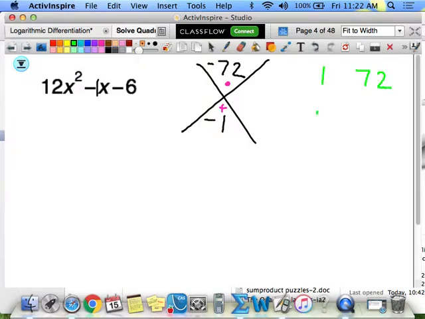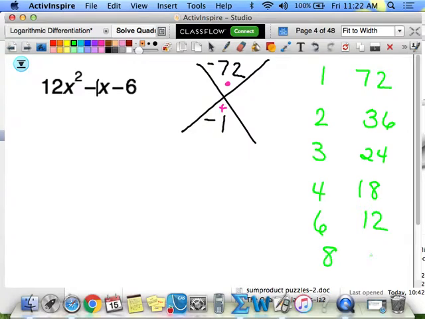So 1 and 72, 2 and 36, I think, what, 3 and 24, 4 and 18, 6 times 12, 7, 8 and 9. And I'm going to stop there because those are the ones that I can combine in some way to get a negative 1. If I make this a positive 8 and a negative 9, they multiply together to give negative 72, but they add together to give negative 1. So those are the numbers I'm going to use. And if I've only got one negative, I'm going to put it first.